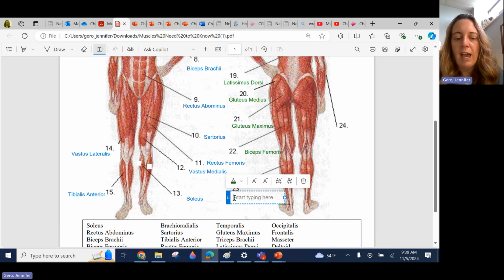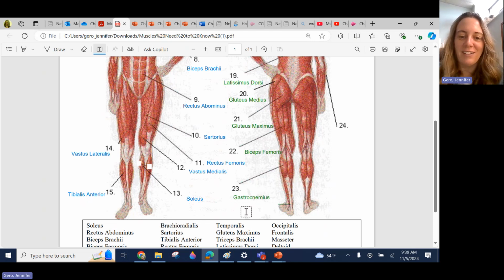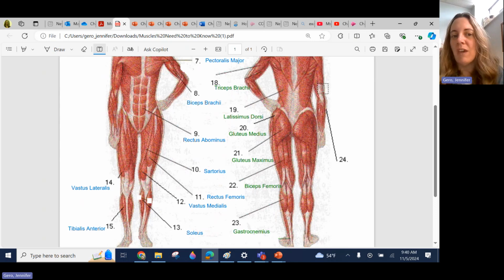23 is pointing to your calf muscles, which are called the gastrocnemius. So I think gas puts gas in your truck. Nemis? I don't know. I learned how to spell it in 3rd grade. Gastrocnemius.